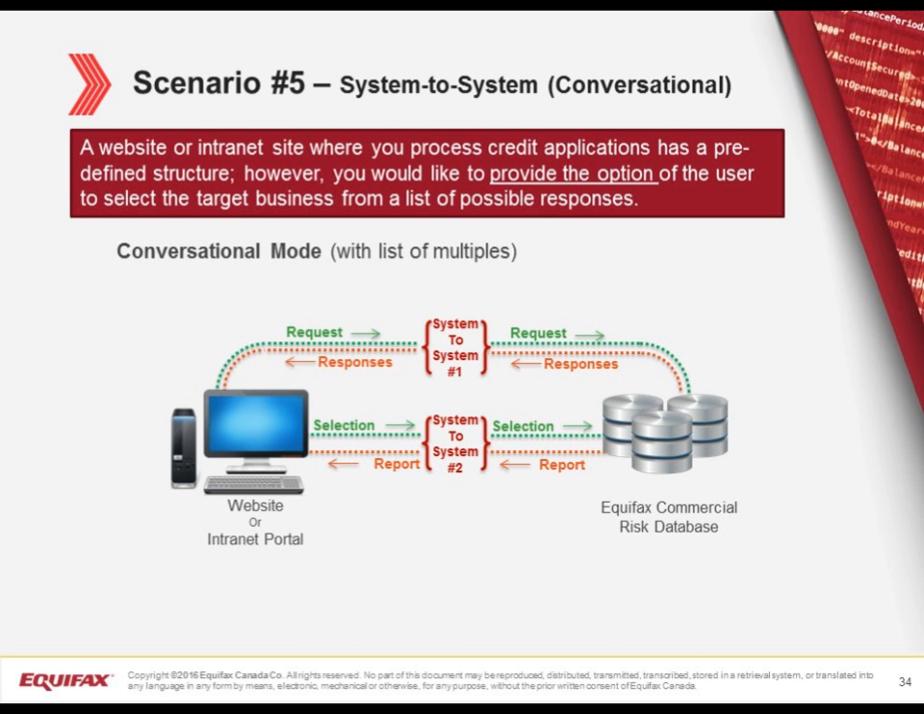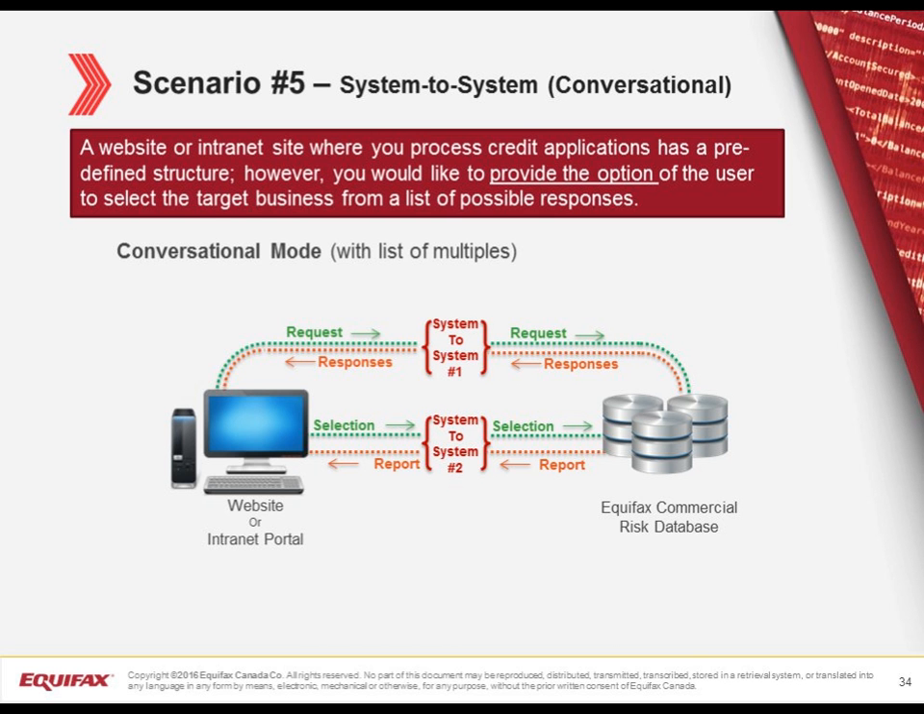In this scenario, you could have a website or an internet site where you process credit applications with a predefined structure. However, you'd like to provide the option for users to select their target business from a list of possible matches. In this case, you haven't set mandatory guidelines on the fields that are being input. You're just treating them as suggestions. In this format, the initial request to Equifax from your system is a string of populated input fields. And the return from Equifax is a list of possible companies that you could be interested in. Just the list, not the actual reports, just like the online scenario.